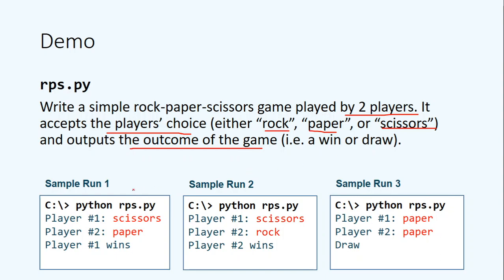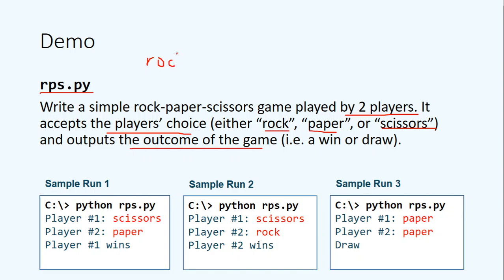So here are the sample runs. Assuming that we are putting the code in rps.py, you can see here that the inputs are, let's say the first player enters scissors, the second player enters paper, then who wins? In this case, the scissors wins, right? Scissors beats paper. So in case you forget, the rule is like this.